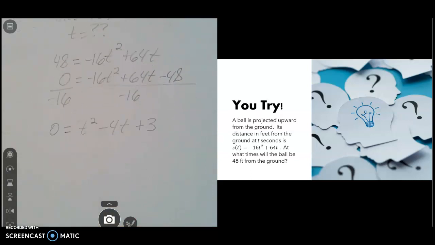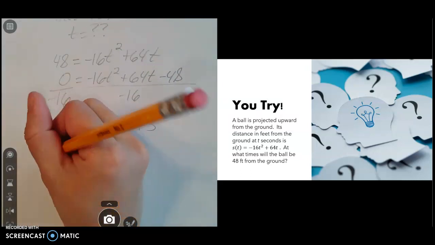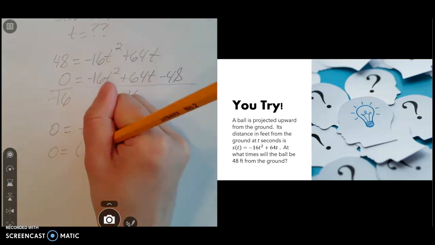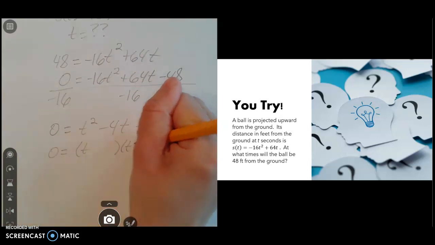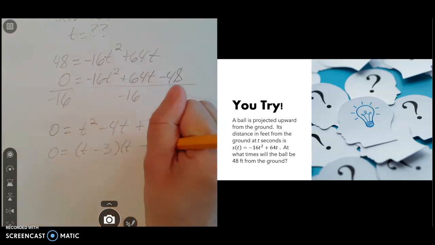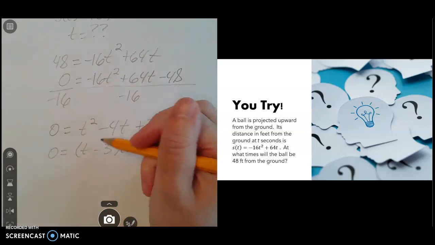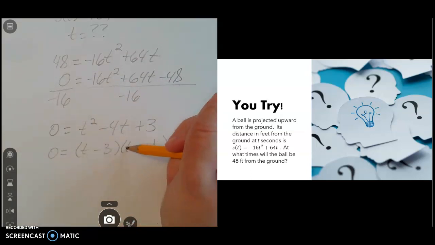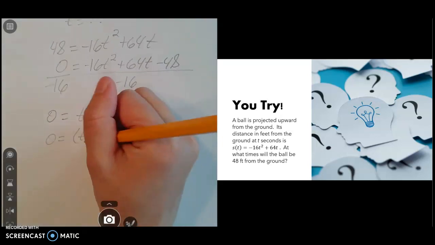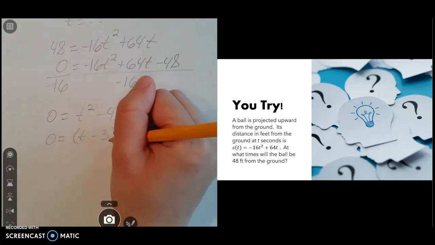This one actually factors nicely, so if you enjoy factoring, it'll factor pretty nicely. T times t is t squared. Negative 3 times negative 1 is positive 3. And negative 1t plus negative 3t is negative 4t. So it actually factors pretty well on that one if you want to use factoring. If you don't like factoring, you are welcome to use the quadratic formula or completing the square, whichever method you like the best, okay? But if you want to do factoring, it works out pretty nicely.